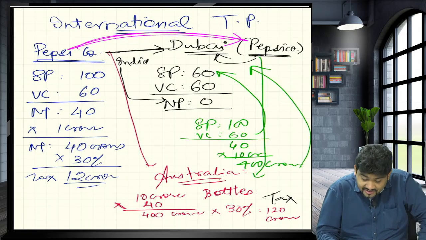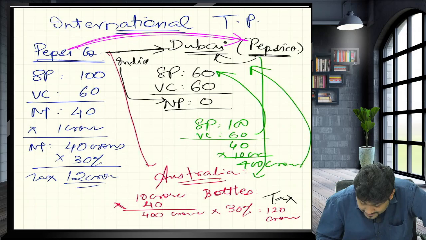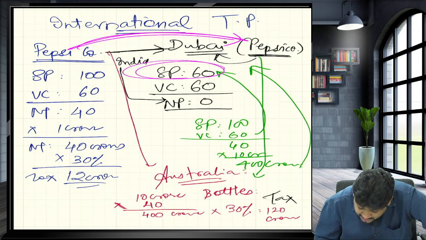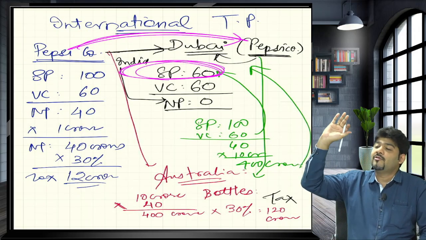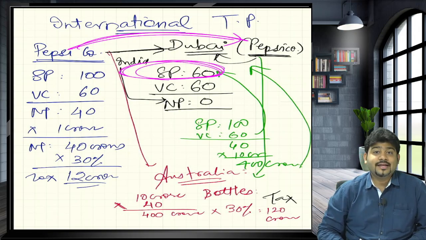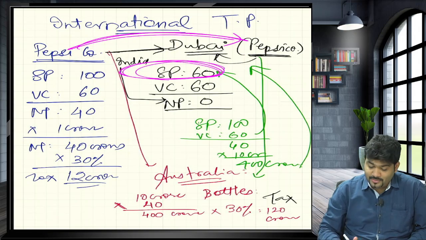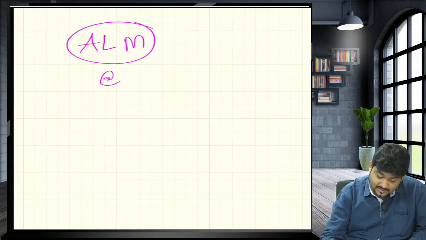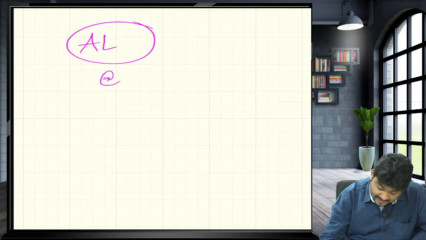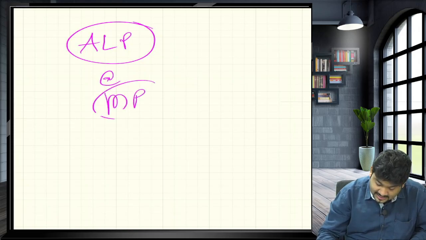So even if PepsiCo India says that no sir, we have transferred to them at 60 only, what is the transfer price that the Indian Income Tax Department will take? 100, because that is the arm's length price or the market price. You understand what is arm's length price? Can I say this arm's length price is basically your market price, yes or no?